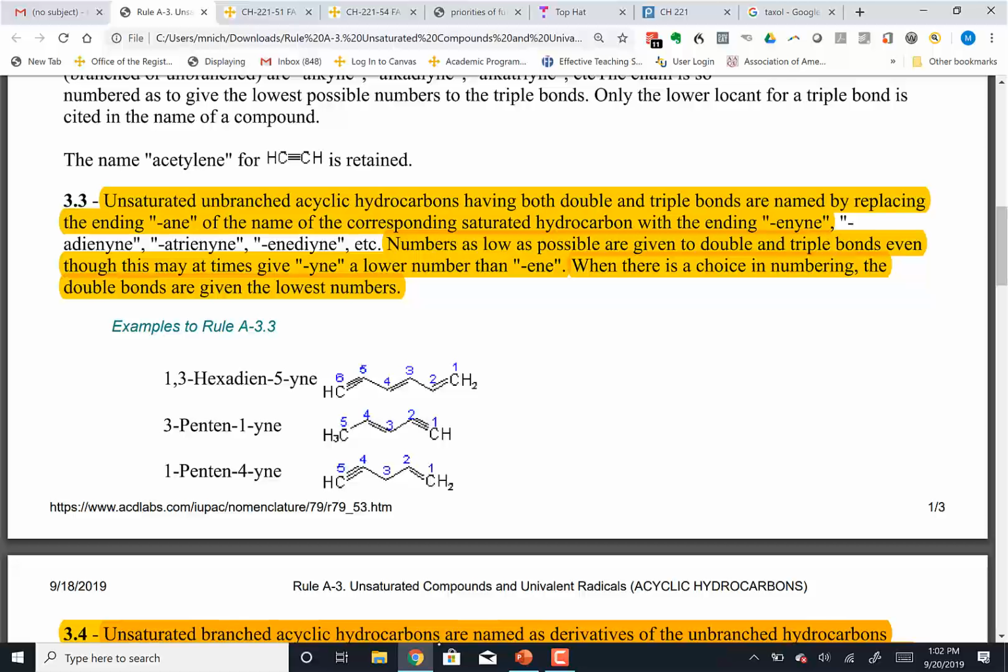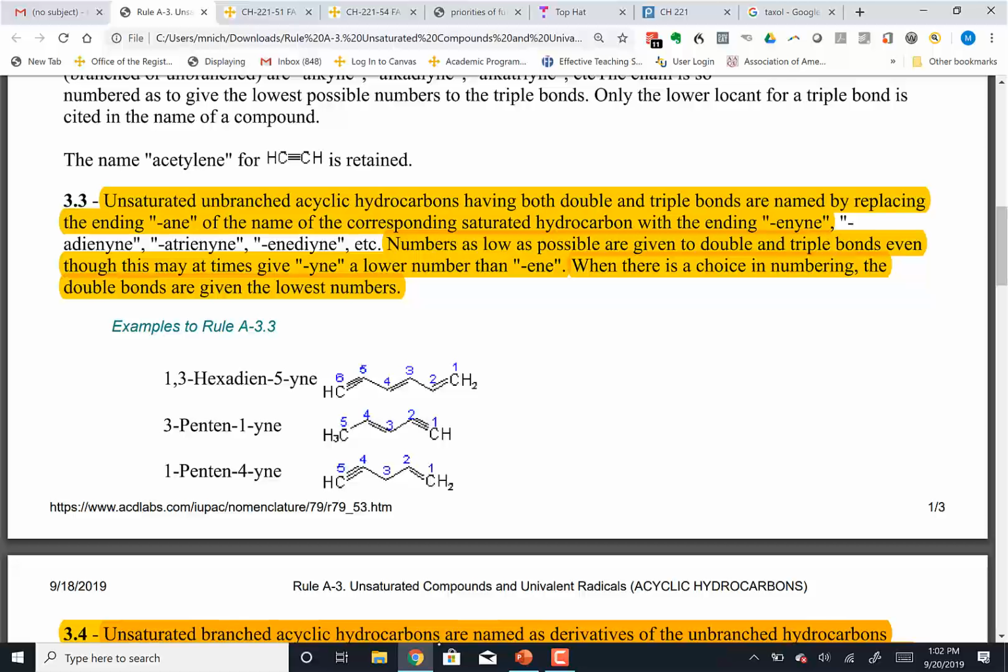Right? And you've heard the saturated, unsaturated terms in terms of fats and oils and food and nutrition. It just means that in those saturated fats, it's a long alkane chain, and in an unsaturated, it's got a double bond. So when they say unsaturated, unbranched, they mean double or triple bond, no branching, so a straight chain, acyclic, no ring, hydrocarbon. So what we talked about last time, having both double and triple bonds are named by replacing the ane of the name of the corresponding saturated hydrocarbon with an ending ene.